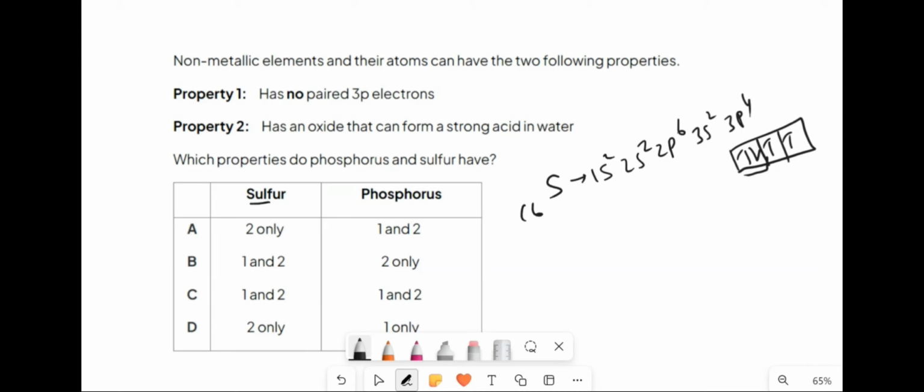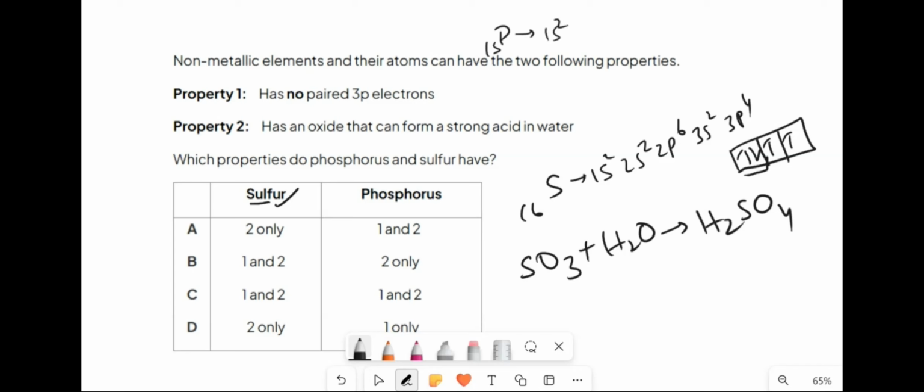Let's look at the second property. Sulfur forms an oxide, sulfur trioxide SO3, which reacts with water to form H2SO4, and this is a strong acid. Hence property 2 is true, right? Property 2 is true for sulfur. And let's look at phosphorus. Phosphorus atomic number is 15. Electronic configuration is 1s2, 2s2, 2p6, 3s2, 3p3. Let's make the orbital diagram.